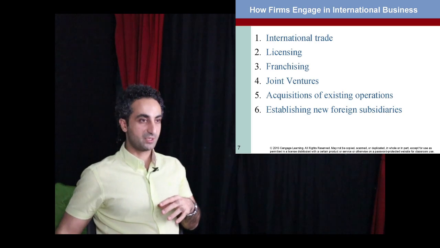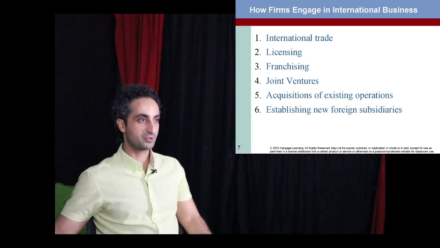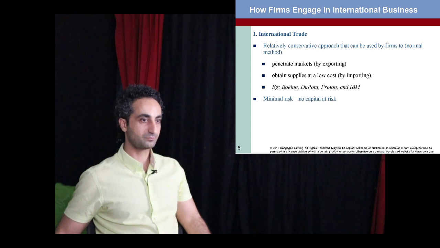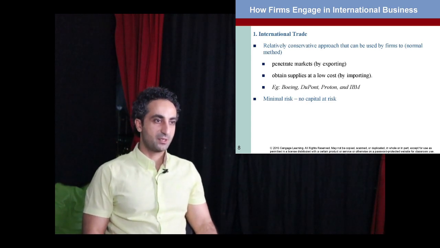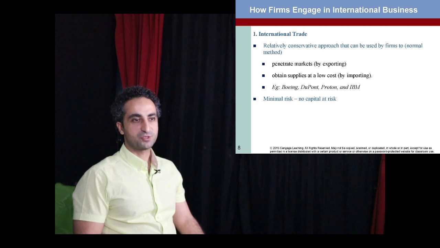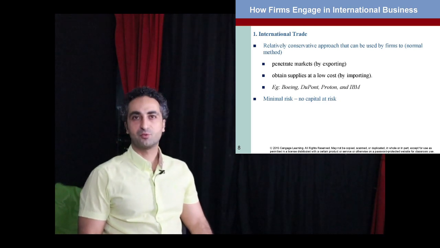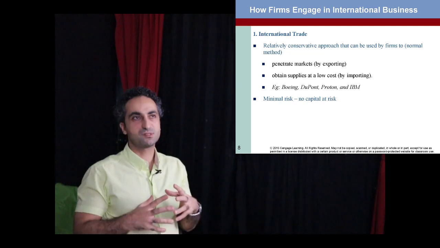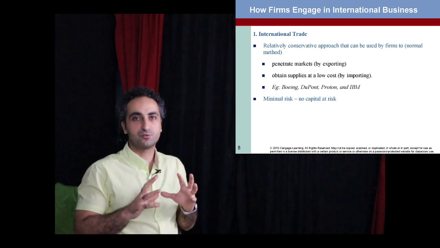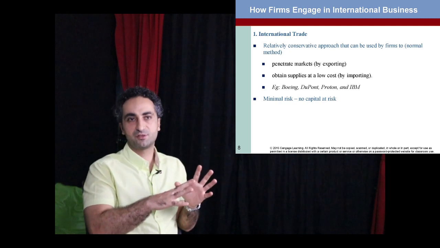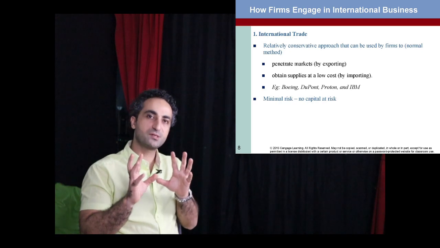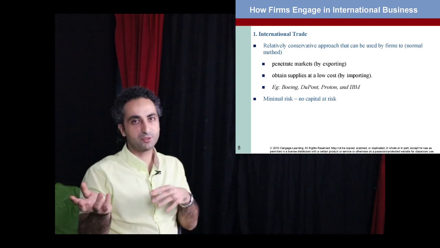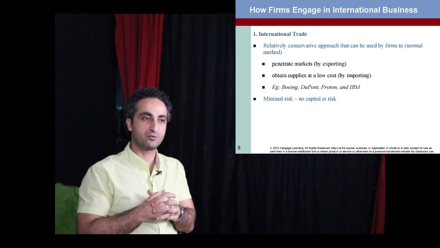So let's begin with international trade. It's a relatively conservative approach that can be used by firms. We call that conservative because it's the simplest way of doing it. If you're scared, you don't want to open a subsidiary, you don't want to become partner with someone, you want the lowest risk, then you import and export. That's the simplest way to do it.